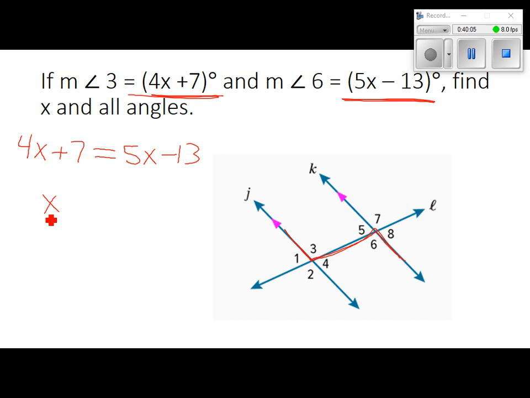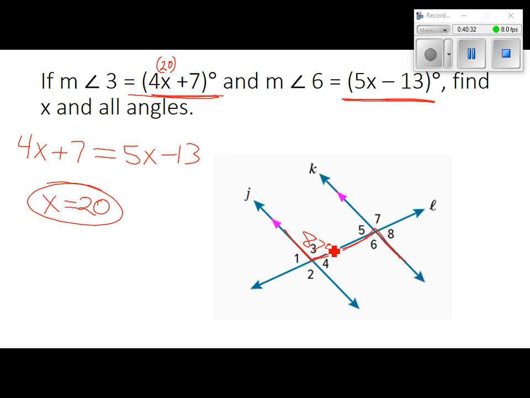What did anybody come up with? 20? Is that right? Yeah. So once we know x is 20, can we plug in here to figure out what angle 3 is? Plug in 20 right there. What's 4 times 20? 80 plus 7. So angle 3 is 87. Write that in there.